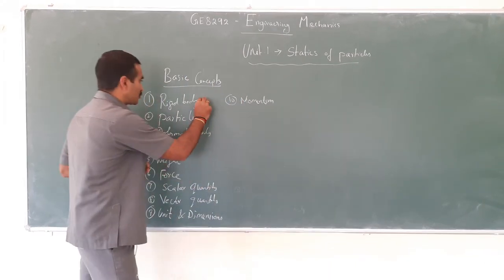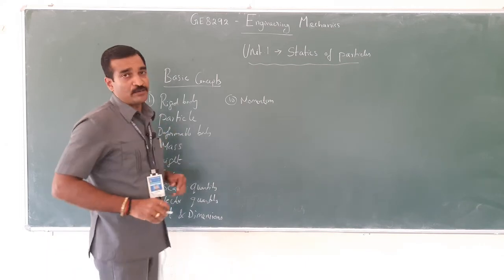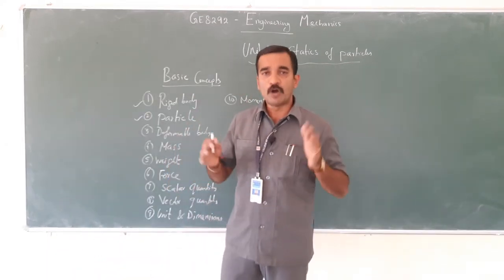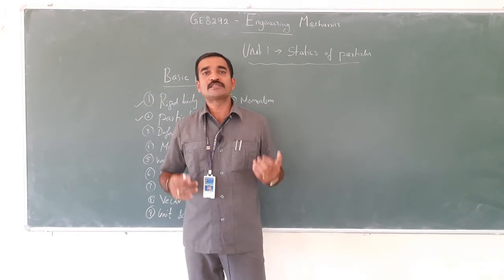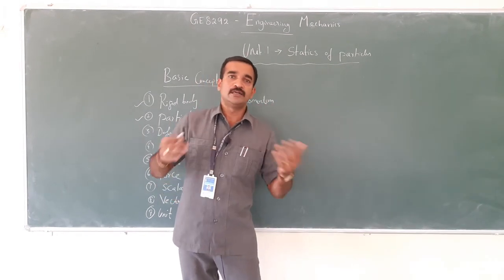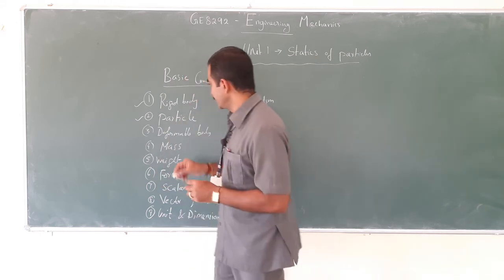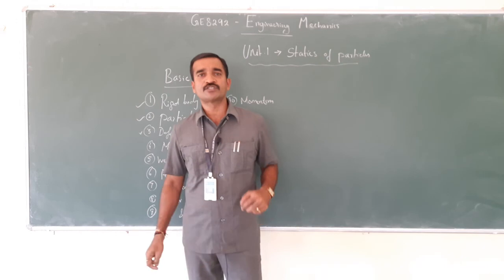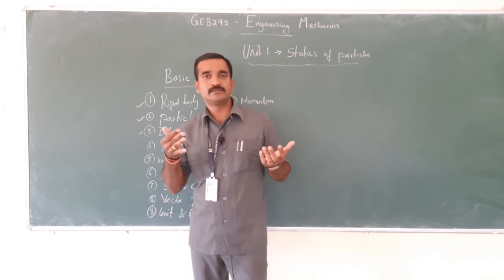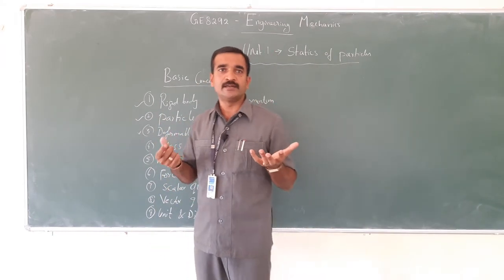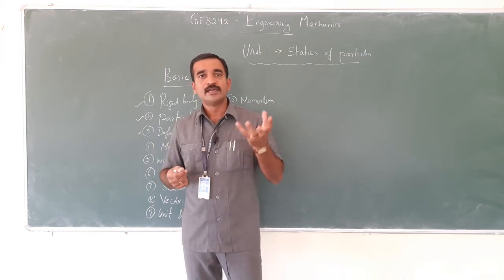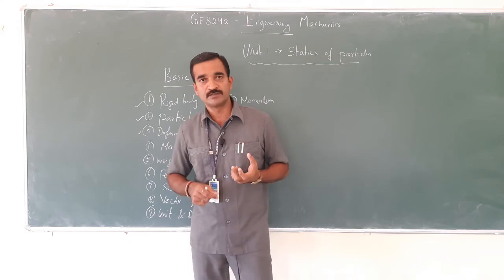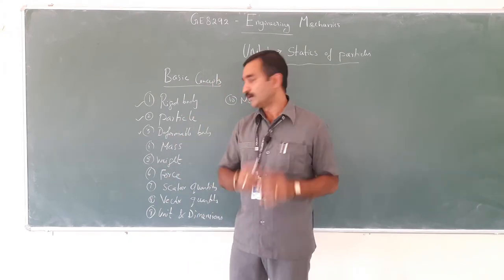Let me move to the third one, which is deformable body. What do you mean by deformable body? It is a body which deforms under the action of an external force. Suppose you have a sheet metal box and you hammer it with a sledgehammer, that box deforms. That is nothing but a deformable body.